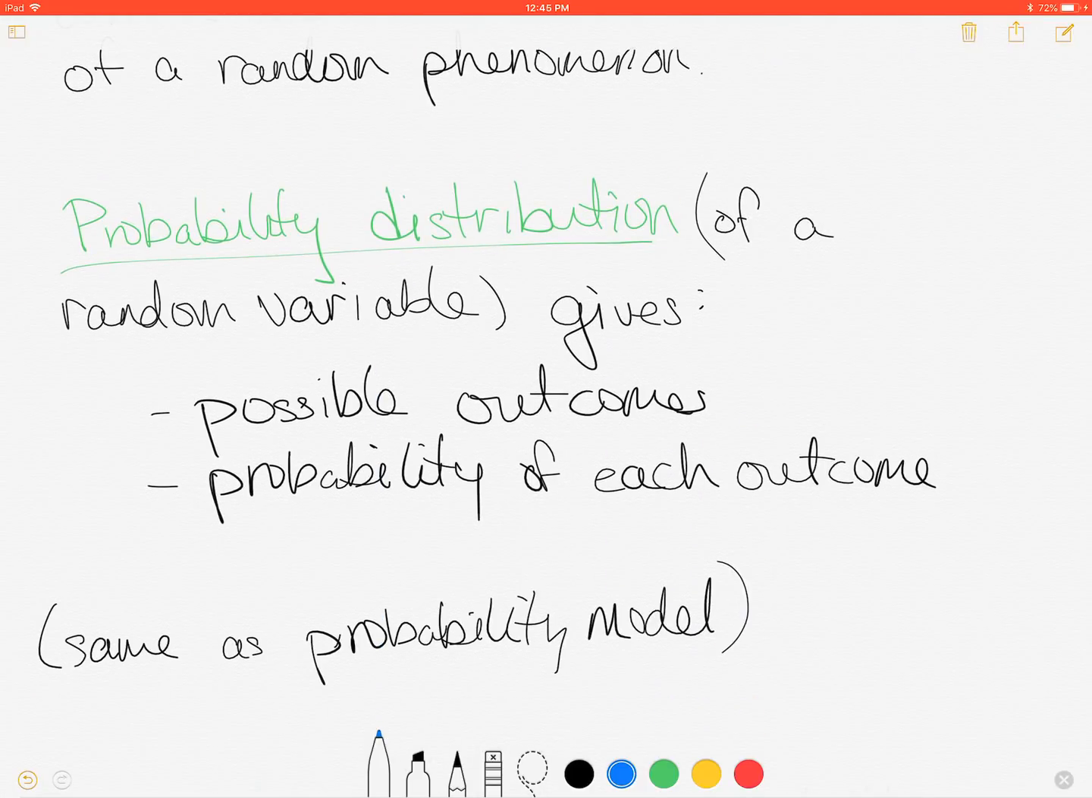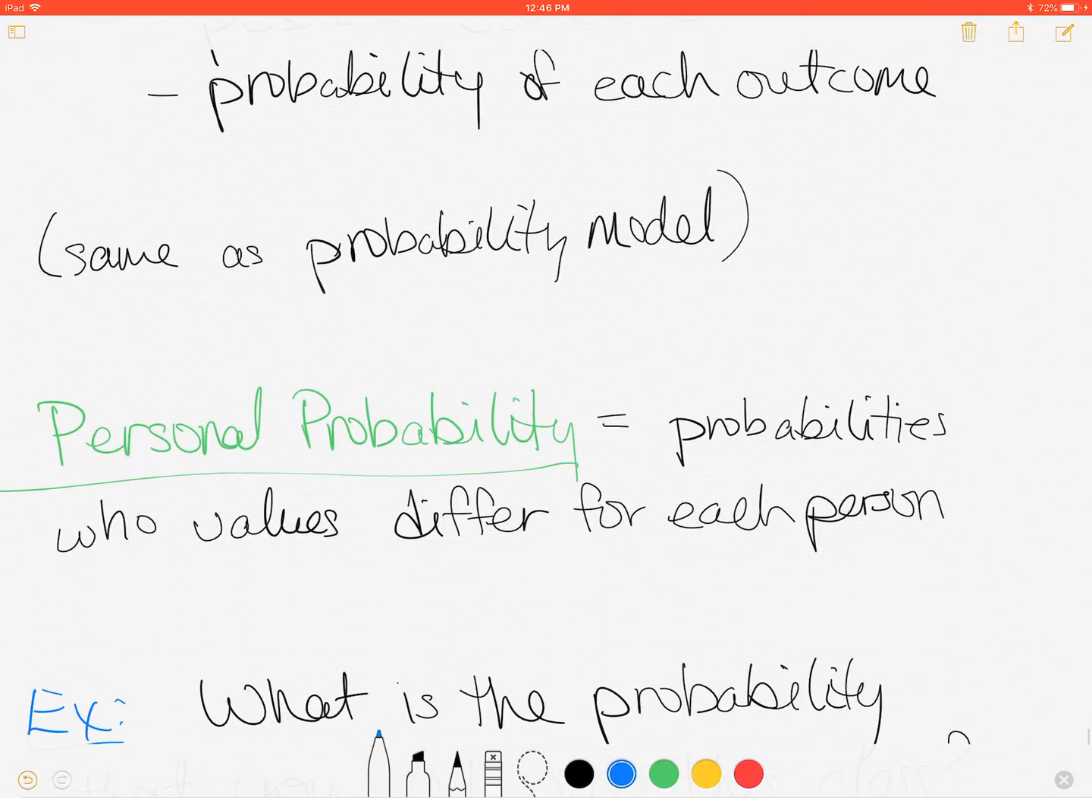The probability distribution of a random variable gives the possible outcomes and the probability of each outcome. So it is literally the same thing as a probability model. We just give it a new name, the probability distribution of a random variable. So no big deal, it's all the same thing.